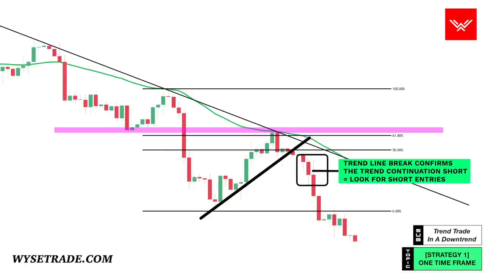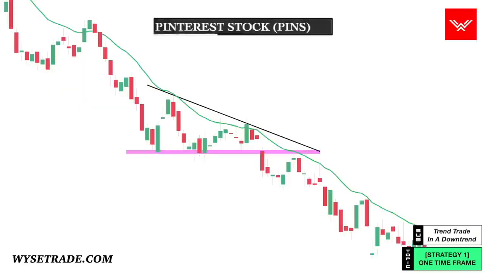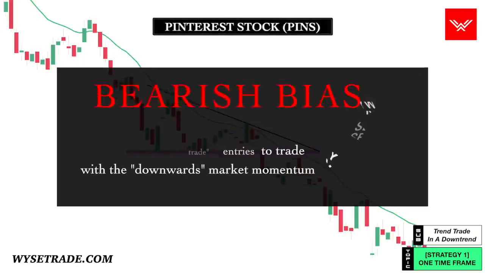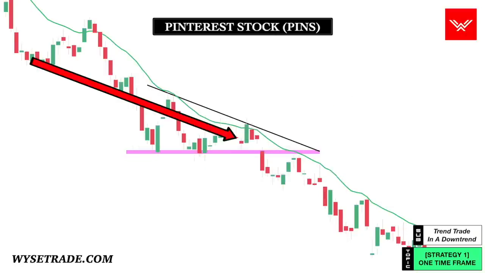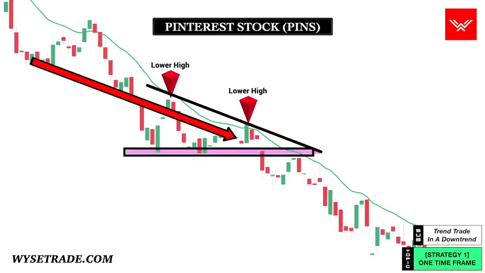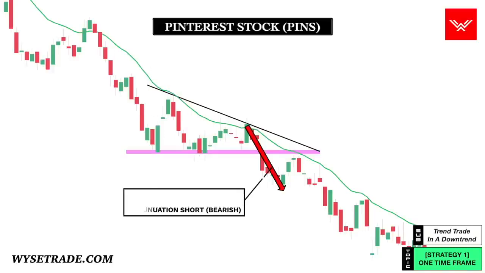So, one more example. This was a short trade entry on the Pinterest stock. During the recent market decline, we were strictly looking for short trade entries to trade with the bearish market sentiment. So you had your moving downtrend through the lower highs before a descending triangle pattern formed. Price then broke below the pattern, showing a trend continuation of the downtrend and bearish market sentiment.